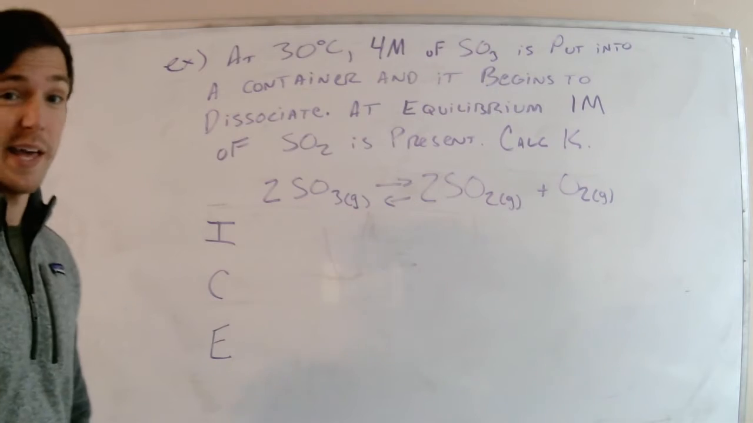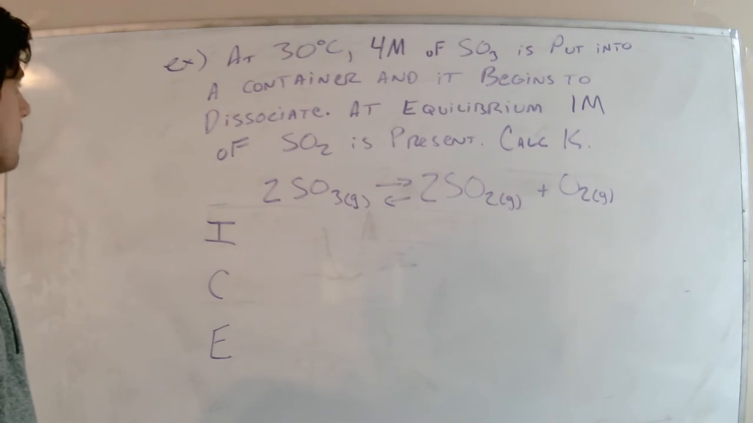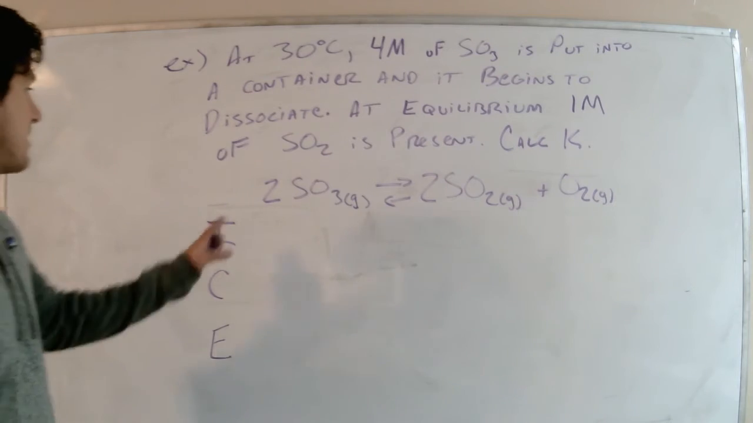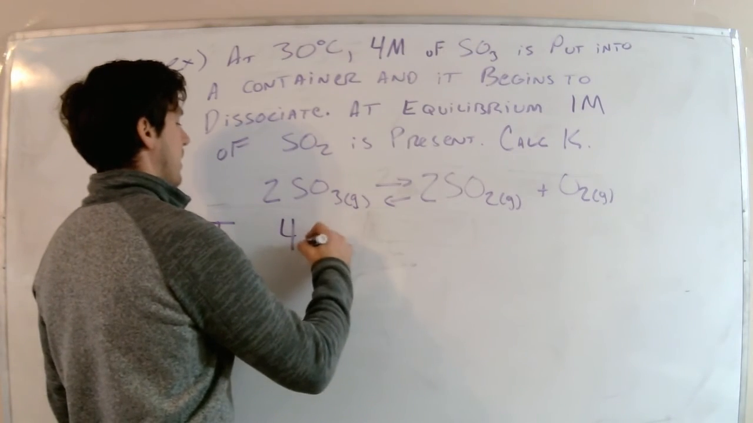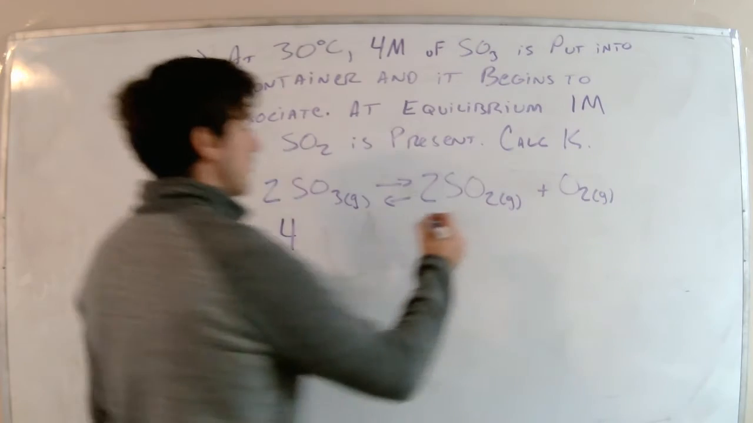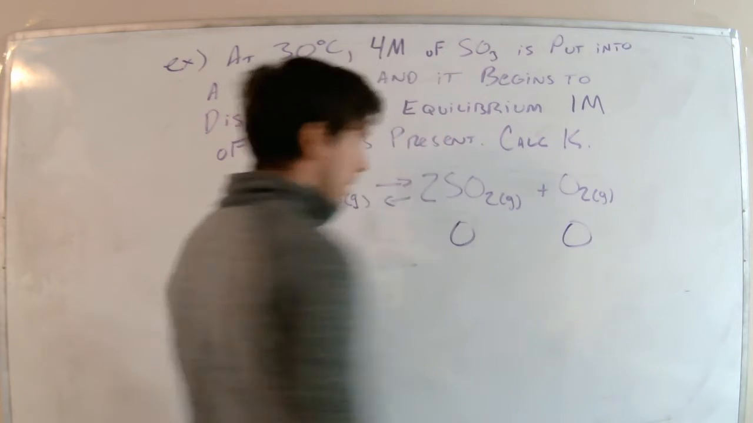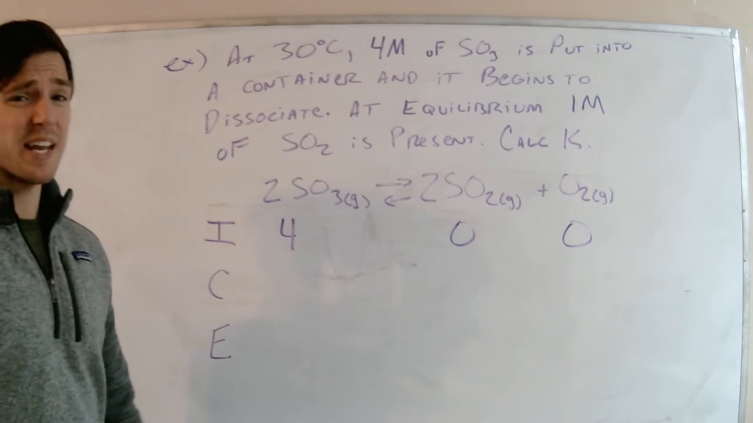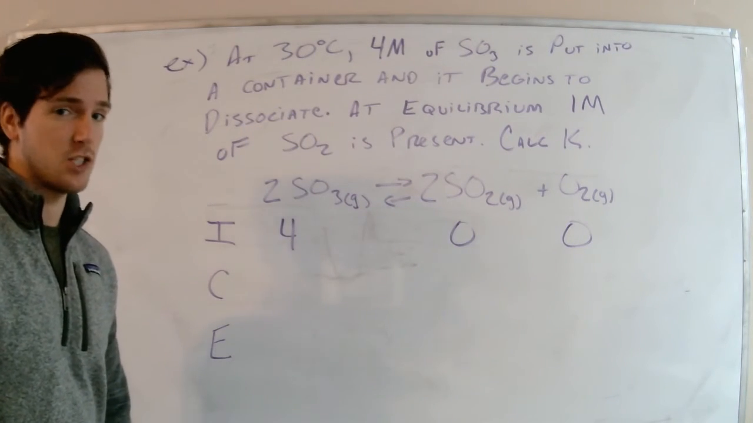All right, and let's go ahead and plug in what we know. Do I have an initial concentration for SO3? Yes, it said it was 4 molar. They didn't give us any concentrations for SO2 because it hasn't dissociated yet, so we can assume that these are 0.